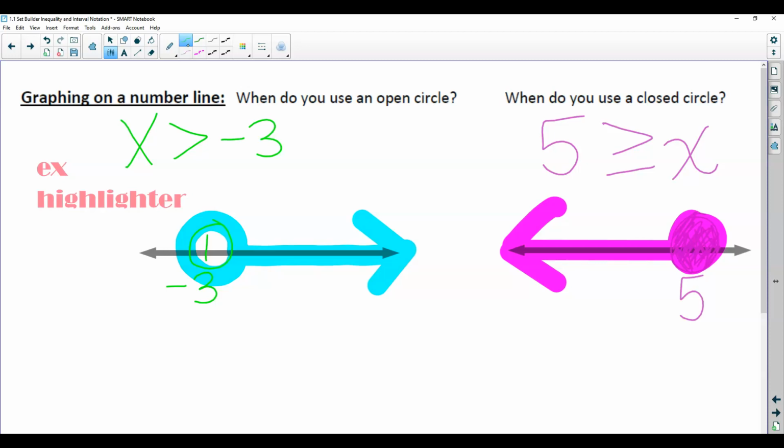Interval notation kind of looks like an ordered pair, but it's not. It's not a point on a graph. It represents a range or a domain of stuff. And the way that you write interval notation is you look at the number line and you read it just like a sentence from left to right.